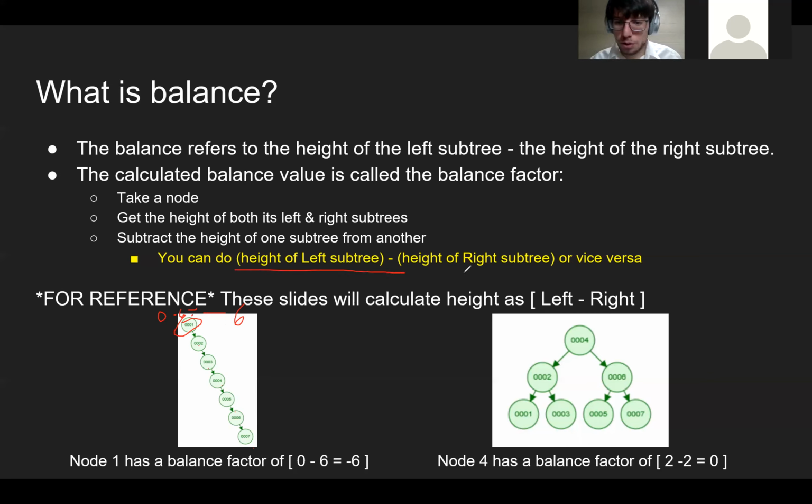And that's why the order of which one you subtract from the other doesn't matter. We're really only concerned with the fact that even though it's -6, it's 6 in magnitude, which is not what we want.